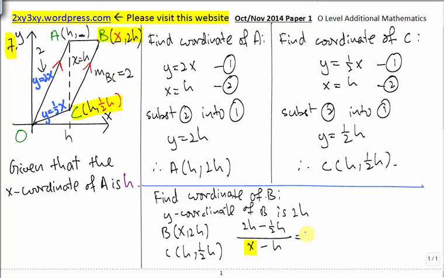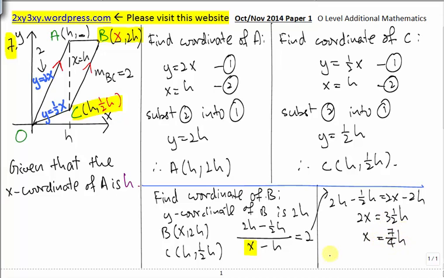So from there we solve the equation: 2h minus half h equal to 2x minus 2h. Again, we are trying to solve for x. 2h minus half h is 1.5h, plus another 2h will be 3.5h. So 2x is 3.5h, or x equal to 7 over 4 h. That means the coordinate of B has x take the value of 7 over 4 h, and the y coordinate of B is 2h. So we have the three coordinates A, B, and C.